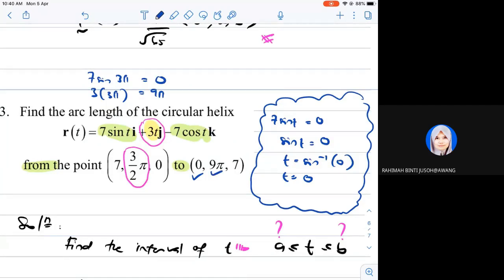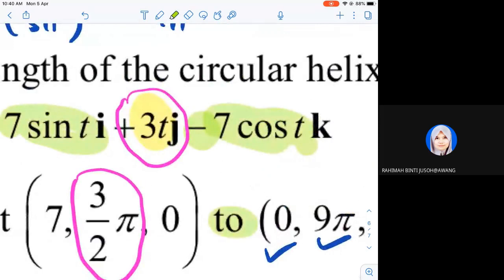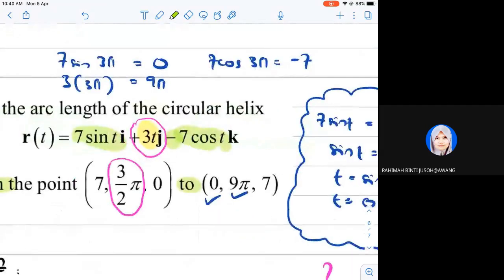Okey, lepas tu 7 cos 3 pi. You dapat tak negatif 7 ni? Ni ada negatif tau. Negative 7 pula. Ialah negative 7. 7 cos 3 pi is negative 7. So negatif darab dengan negatif kat depan ni. Ni ada negatif juga kat depan. Nampak tak negatif tu? Okay. So bila you darab negatif-negatif, you dapat koordinat equals to 7. Betul tak betul? Yang ni. Betul lah kan?